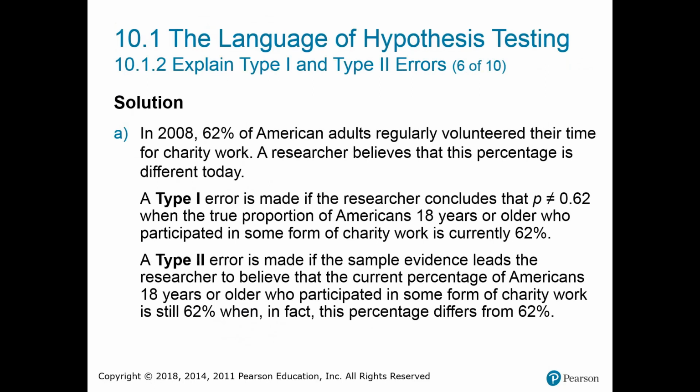A type 2 error is made if the sample evidence leads the researcher to believe that the current percentage of Americans 18 years or older who participated in some form of charity work is still 62% when, in fact, this percentage differs from 62%.